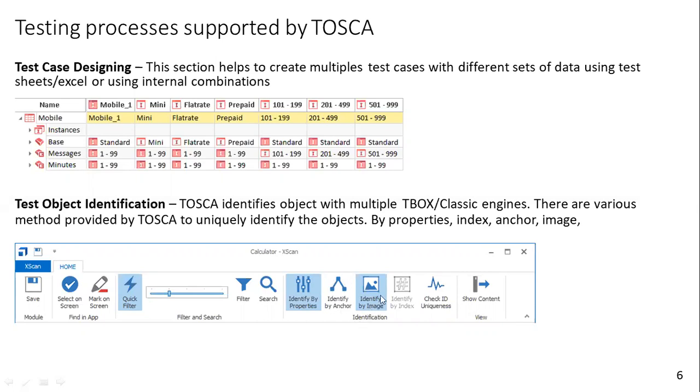So this is identify by anchor, identify by properties, identify by image. So these are the various methods by which Tosca identifies the test object.